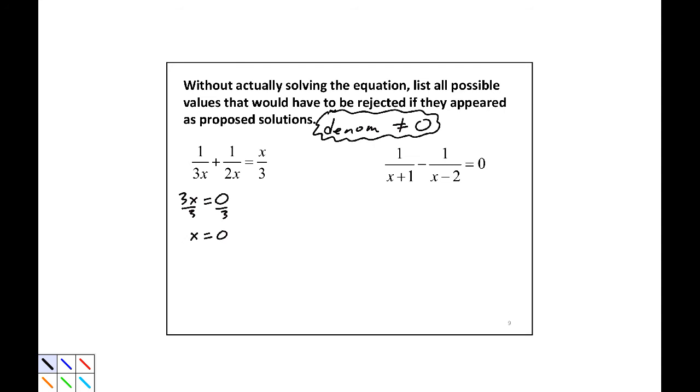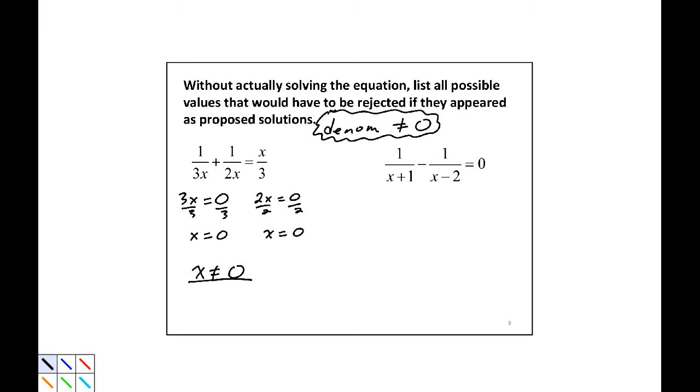And actually the same thing for the other. 2x equals 0. If we divide by 2, we get x equals 0. So we can say that this is undefined when x equals 0, so x cannot be equal to 0. That's the value. If we found a solution of 0, we would have to say, nope, can't be right, because that would make our expression undefined.